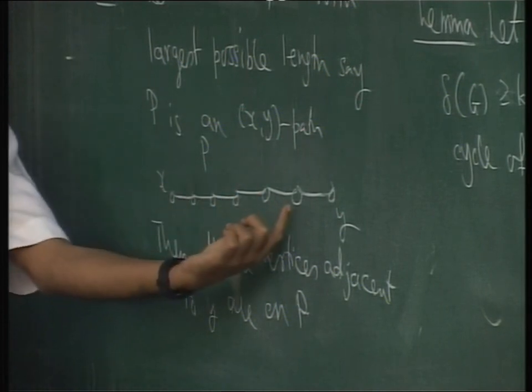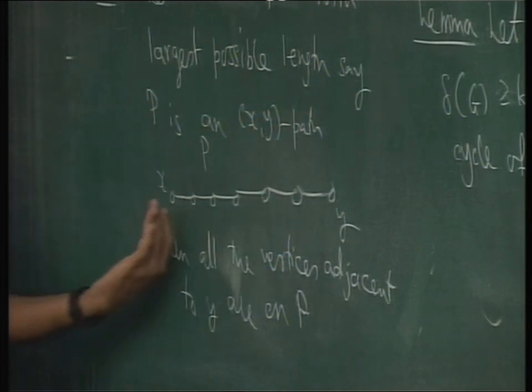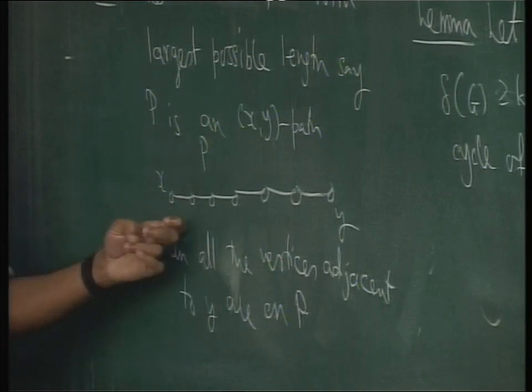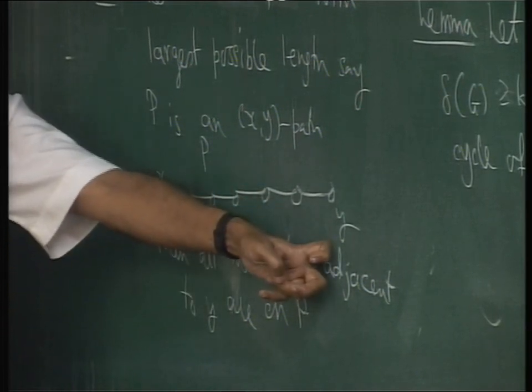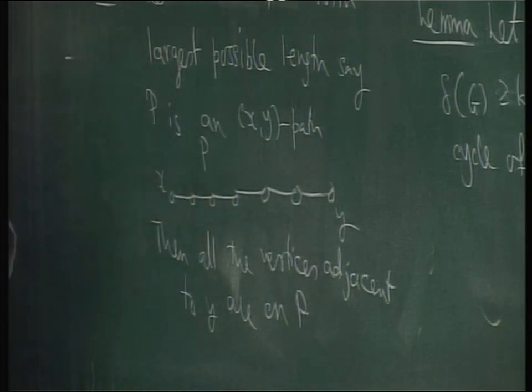How far would you have to go? Because y has at least k neighbors, there would be at least k vertices that you would be traversing along with y. That gets you k plus 1 vertices, and that forms a cycle. So it's a cycle whose length is at least k plus 1.